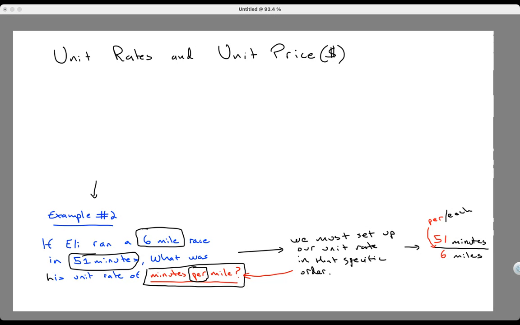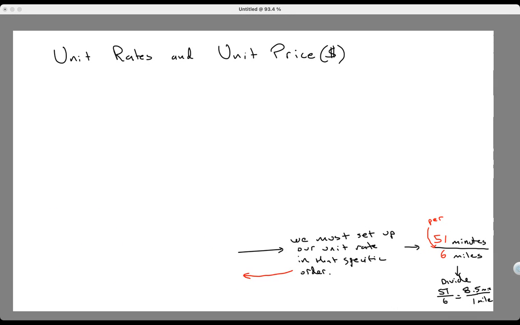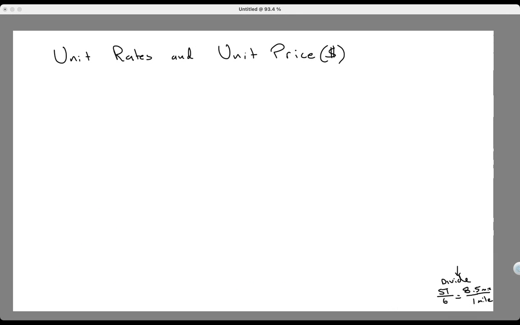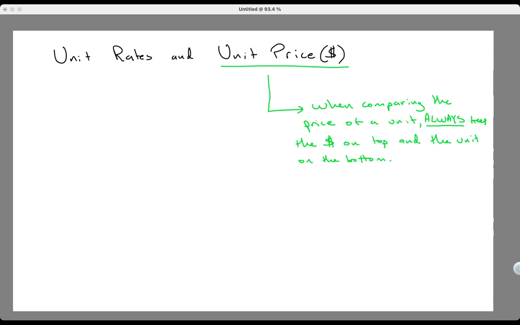So if we were to do the division, we'd end up taking 51 and dividing by 6. And that would give us a unit rate of 8.5 minutes, which would be about 8 minutes and 30 seconds, right? A half a minute would be 30 seconds in 1 mile. And that's a pretty good pace for 6 miles. It just makes me tired thinking about that. So that's the idea of what a unit rate will get us here. And remember, order matters the absolute most.